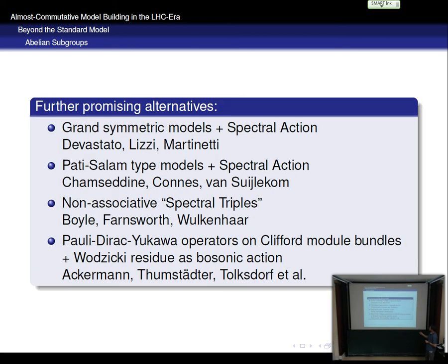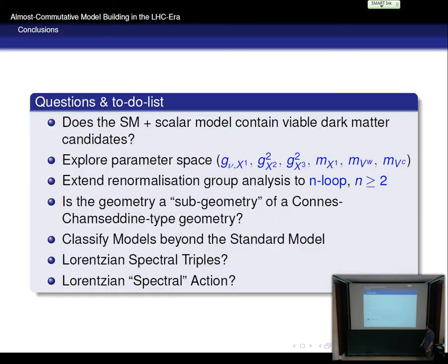Okay, some alternatives which have been there: rank symmetry, Pati-Salam type, non-associative spectral triples. So these are other ways beyond the standard model, of how you write your color operators, and so on. To conclude, I just have some questions. Are there viable such-type candidates in the game? What about the rest of the parameter space? I just picked one convenient point. Going higher than one loop in the renormalization group equation, I think this will play a role.